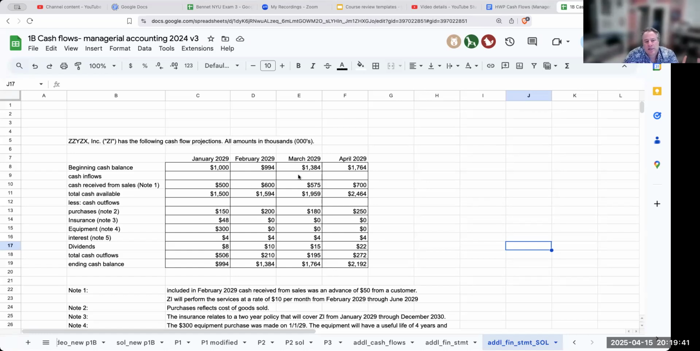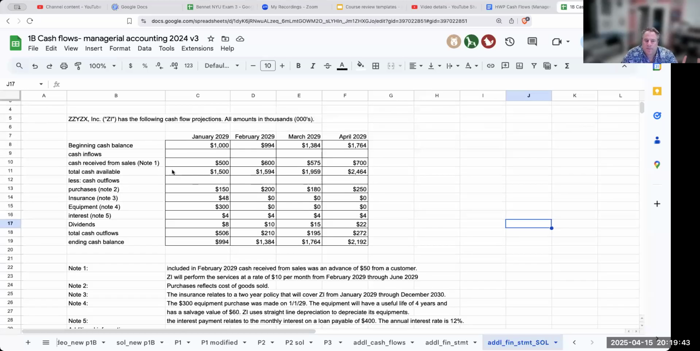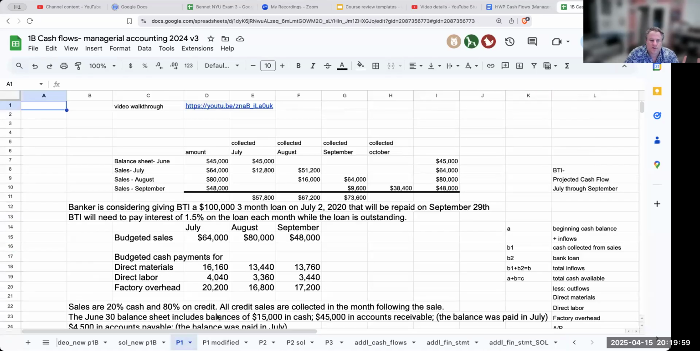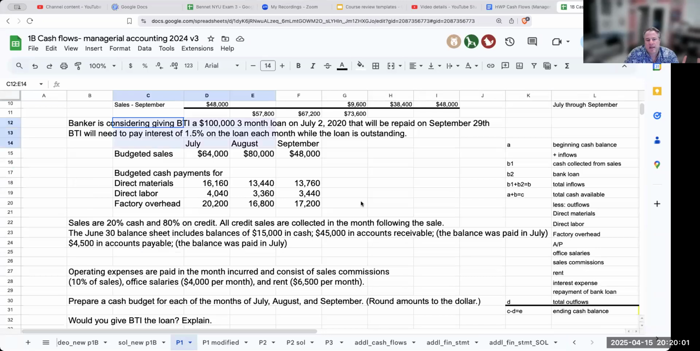So in this particular question, I'm giving you a cash flow. And what's important to remember is a lot of times on my exams, I'll include questions that can be used to help you with other questions. For example, for this one over here, this is the bankers considering giving a loan.